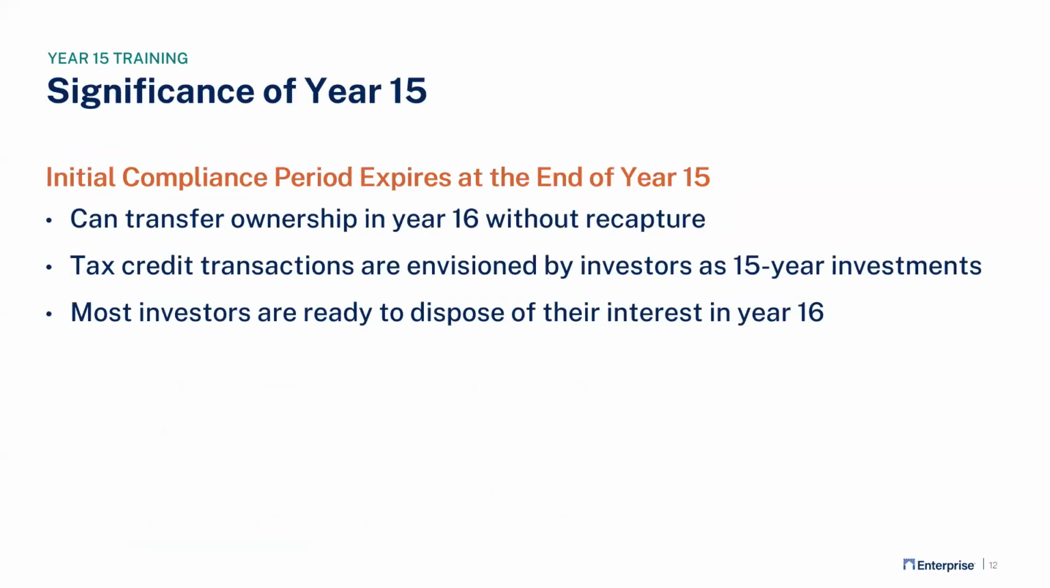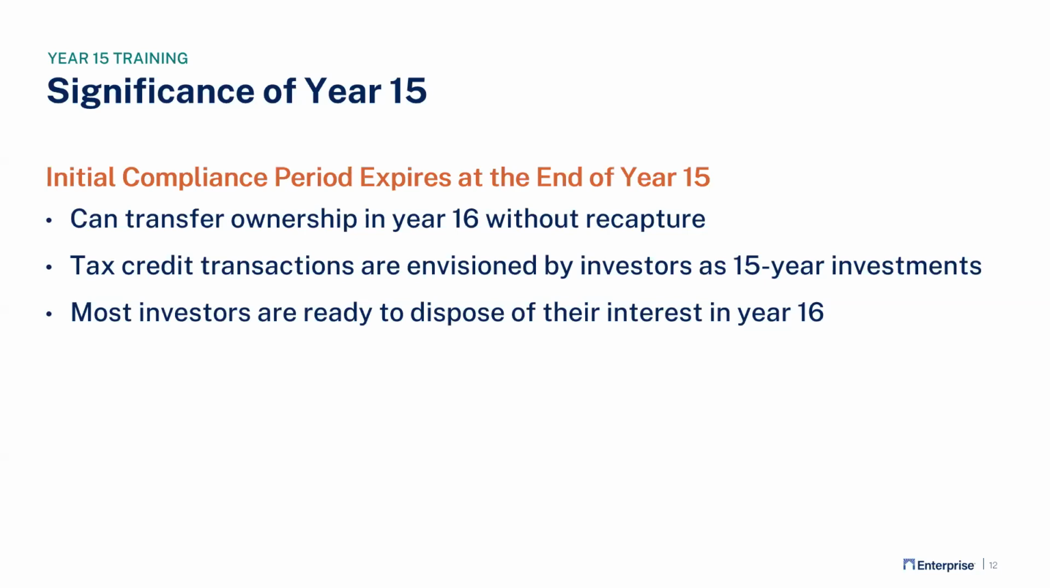Now, the reason year 15 is important is these deals were envisioned by the investors to be 15-year investments. And technically they can get out, they can transfer their ownership in year 16 without recapture. I say technically, that's reality. You can exit after year 15, day one of year 16, without a recapture exposure. And most of these investors are already willing and able to get out in year one of year 16. So from the investor side, they're typically ready to get out.